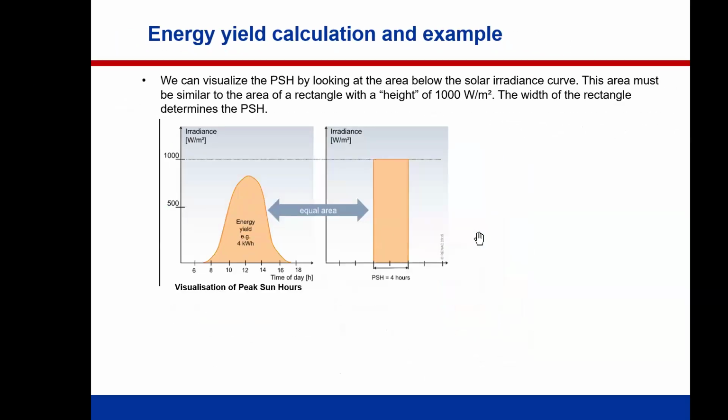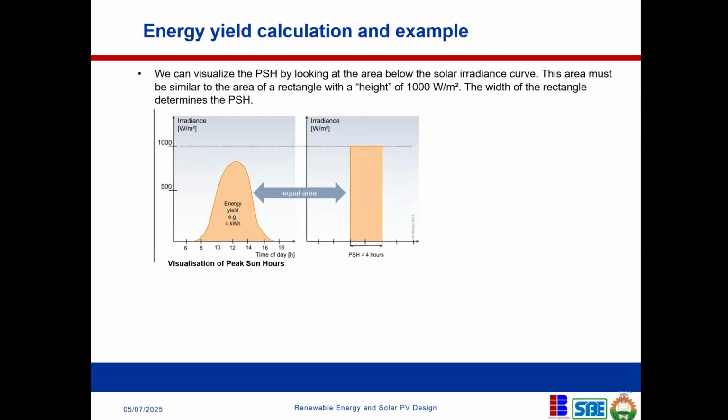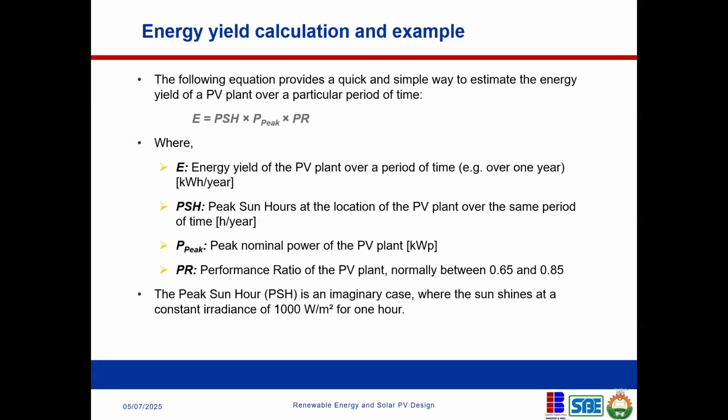So let me go back to this example. This is the formula for calculating the energy yield. Energy yield is equal to peak sun hours times the peak power of your solar module.